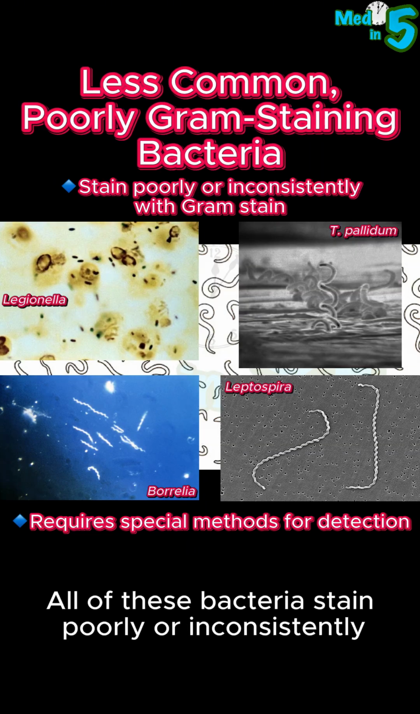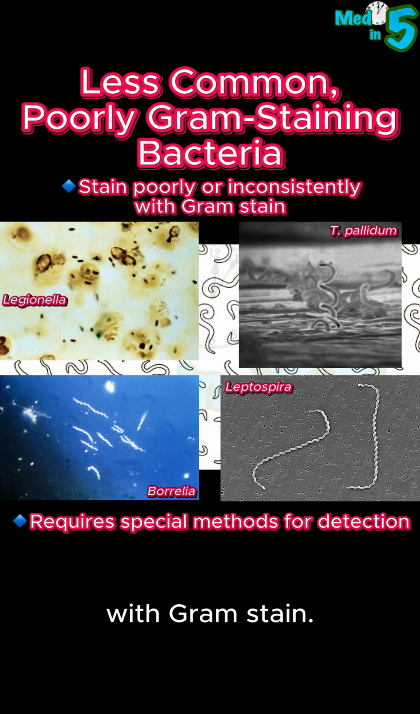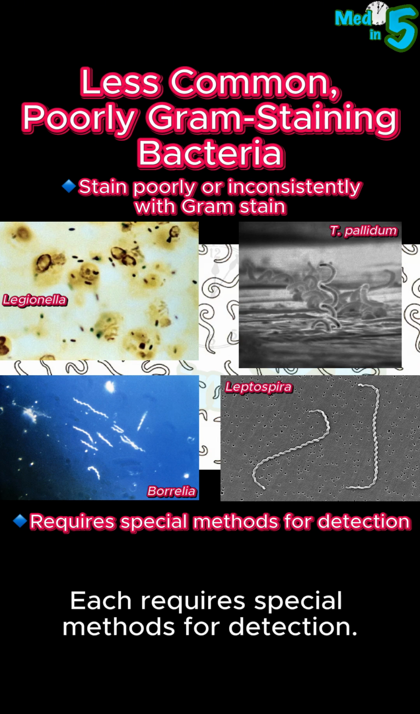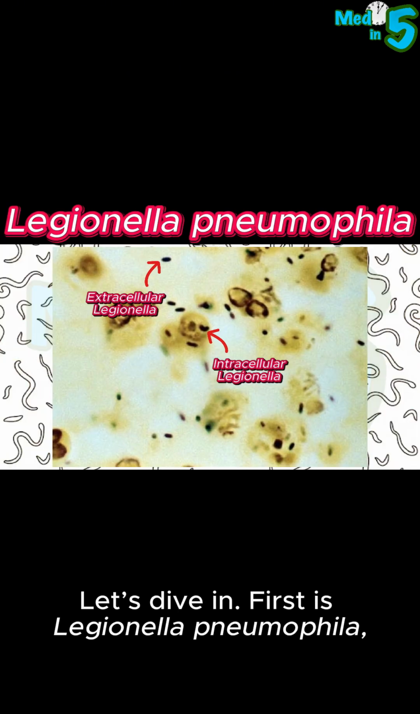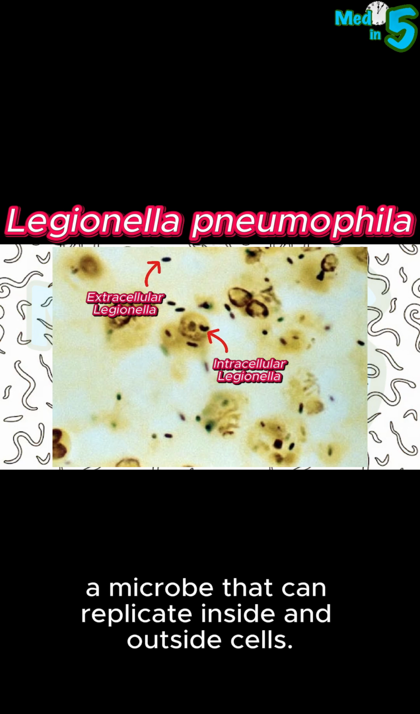Stick around. All of these bacteria stain poorly or inconsistently with gram stain. Each requires special methods for detection. Let's dive in. First is Legionella pneumophila, a microbe that can replicate inside and outside cells.